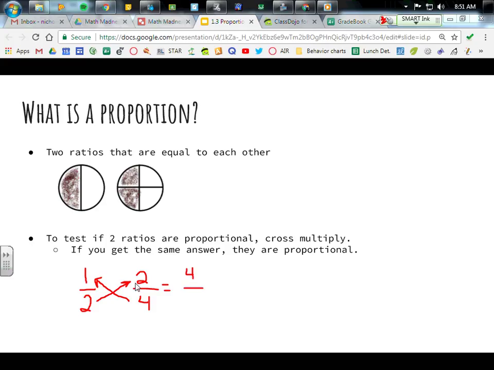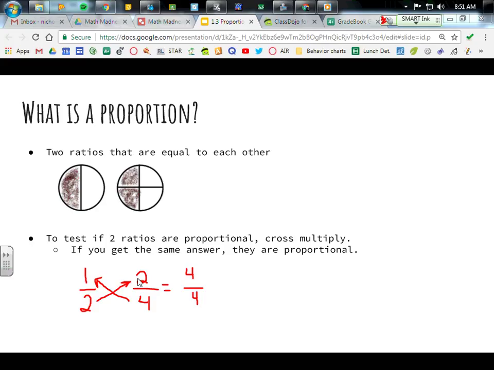So 2 times 2 is 4, and 1 times 4 is 4. So this is a yes. These two ratios are proportional because we get the same answer when we cross multiply. You can see they're both equivalent fractions as well.